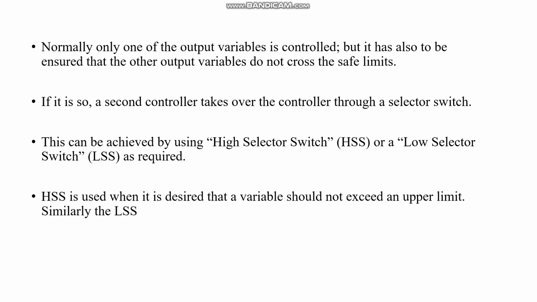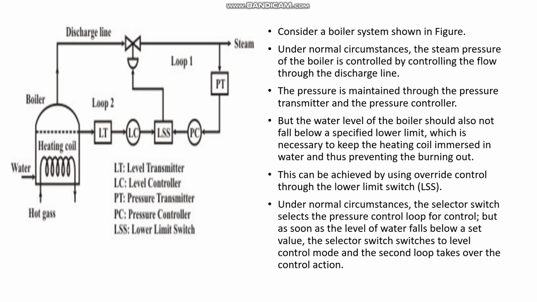This selector switch, HSS, that is high selector switch, and LSS, low selector switch, is used so that a variable in the system does not exceed its upper limit. So this is one example of a boiler where selective control is used. This is the boiler. It contains the heating coil, where gases are present, and water is filled. From the boiler there is a discharge line where steam is produced.